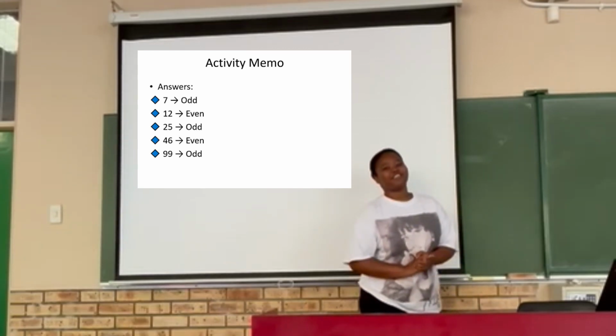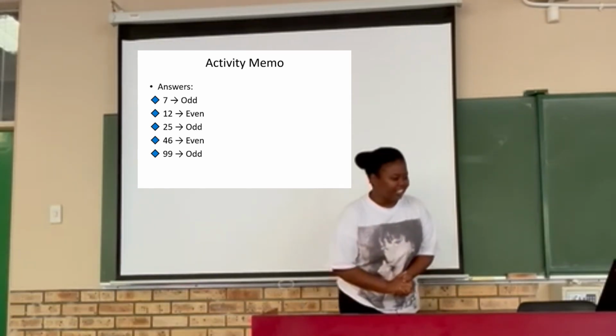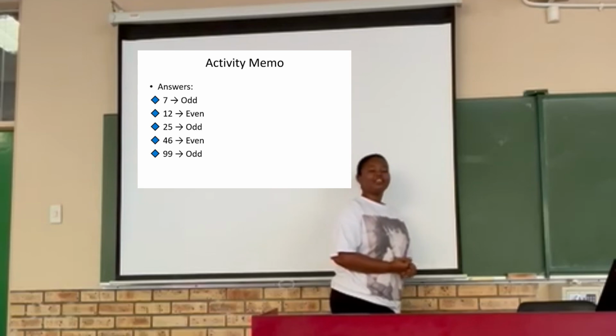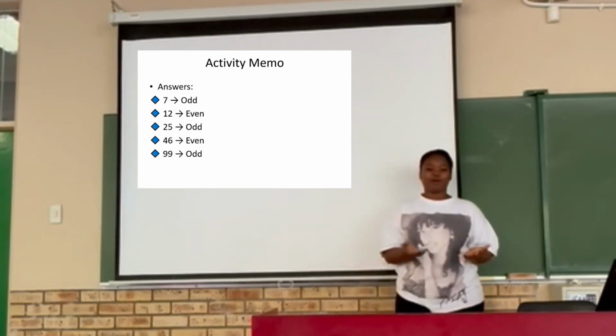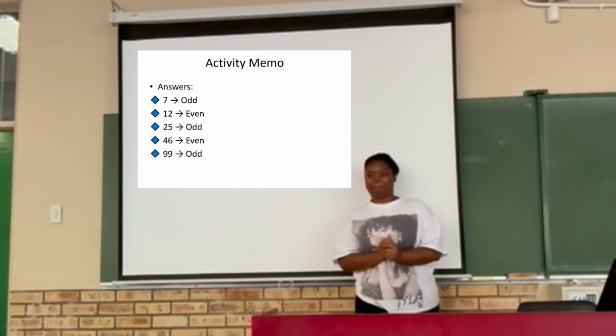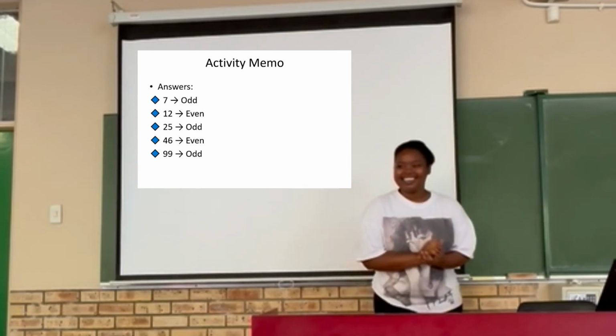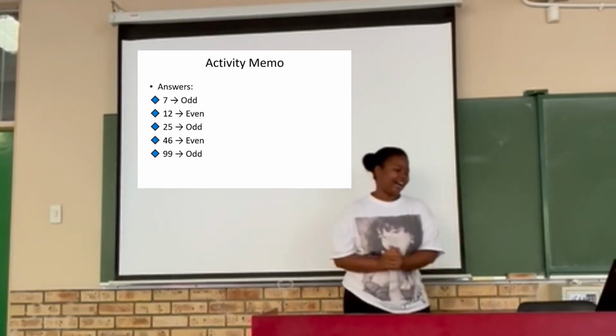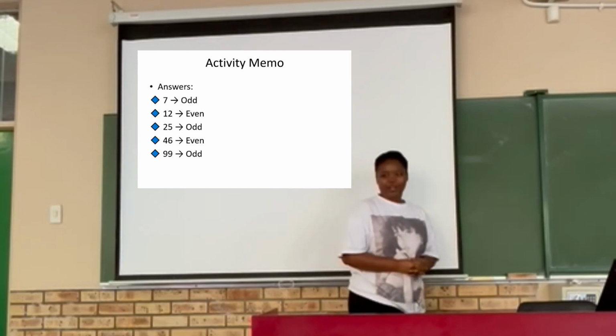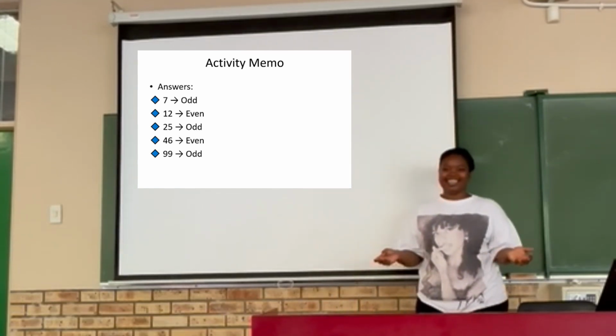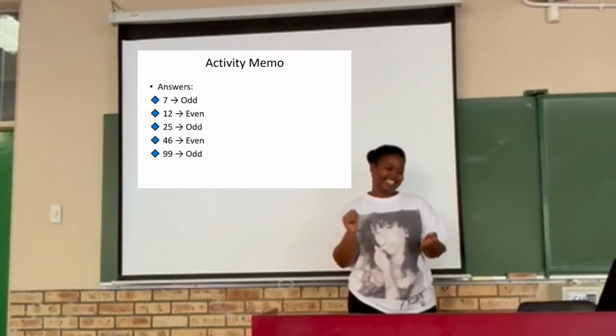Okay, class, since we are done writing the activity, let us do the corrections. So, what do you think 7 is? Is it an even number or an odd number? Odd. That's correct. What do you think about 12? Is it an even or an odd number? Even. It is an even number.